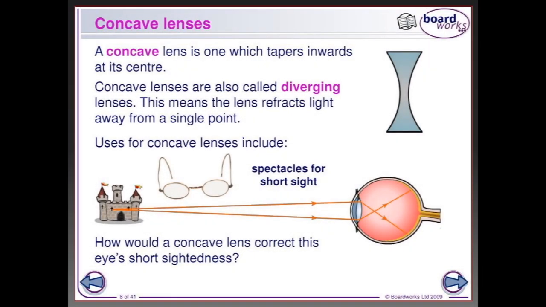Now, what is a concave lens? I already told you that a concave lens is one which tapers inwards at the center. See the picture here. The concave lens is thicker at the edges, thinner at the center. Concave lenses are also called diverging lenses. This means the lens refracts light away from a single point. What are the uses?